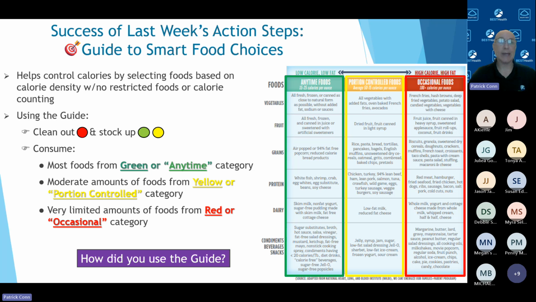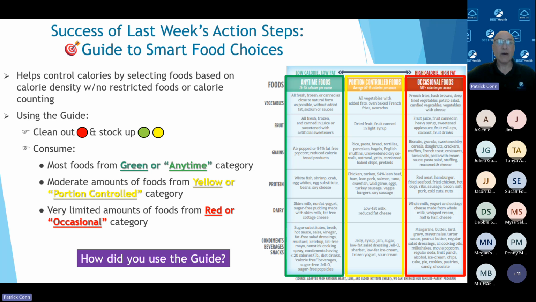Okay. So using the guide, we talked about cleaning out your environment of those red or those occasional foods and then stocking up more on those green or anytime foods and those yellow and portion controlled foods. We also talked about when it looks at consumption, consume most of your foods from the green or the anytime category. Consume moderate amounts of your foods from the yellow or the portion controlled category. And lastly, consume very limited amounts of foods from the red or the occasional food category.